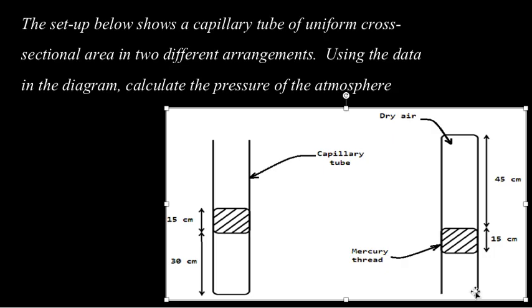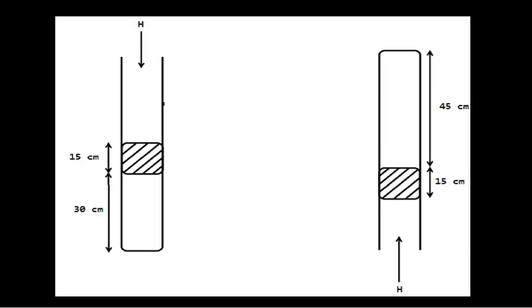The pressure on it is less, and that's why you can see that the length of the air is increased to 45 centimeter. So the pressure when the capillary tube is inverted is going to be atmospheric pressure minus the length of the mercury. That's minus 15 cm. So our P1 in this case is atmospheric pressure plus length of mercury, which is going to be 15. If atmospheric pressure is represented by H, we are going to be having H plus 15. Okay, let's look at the diagram.